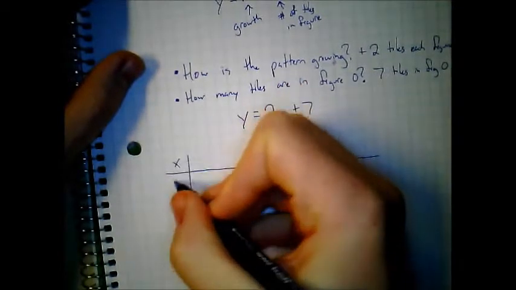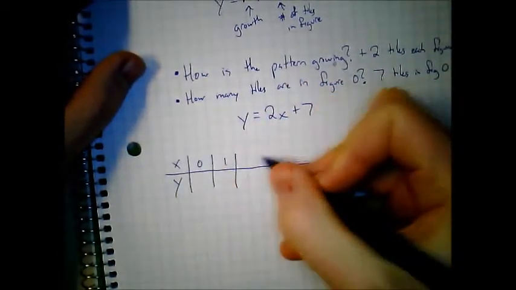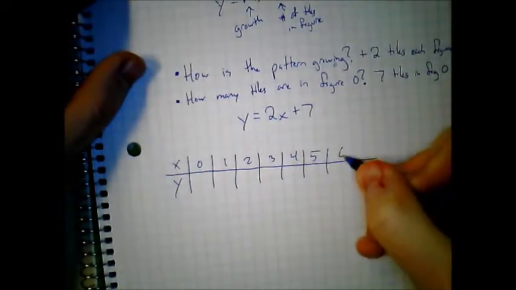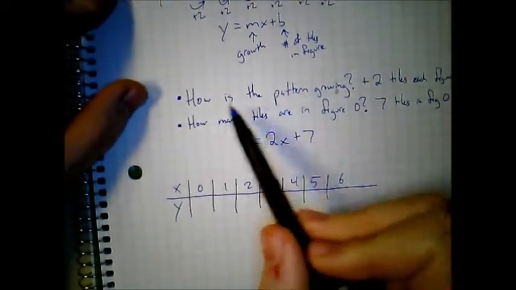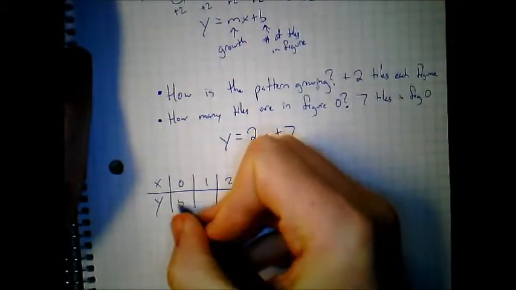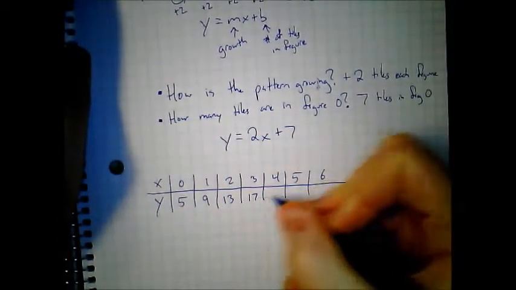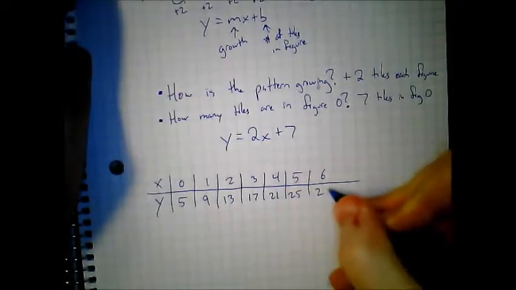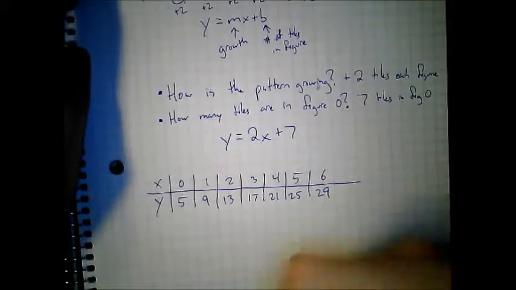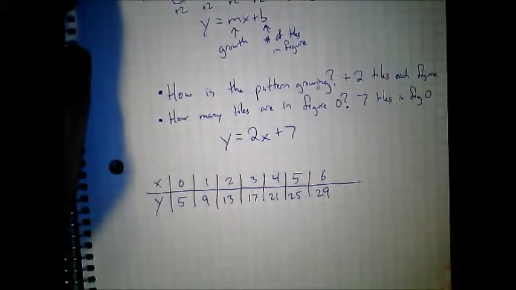So here's one you can try on your own. After we copy this table down, press pause and try to write the equation. And again, we're still asking ourselves these 2 questions. How is the tile pattern growing? And how many tiles are in figure 0? Okay, so copy this table down, press pause, and then press play to check your answer. Remember, you're writing the equation of this pattern, of this line. So again, the 2 questions are: how is this tile pattern growing, and how many tiles are in figure 0?